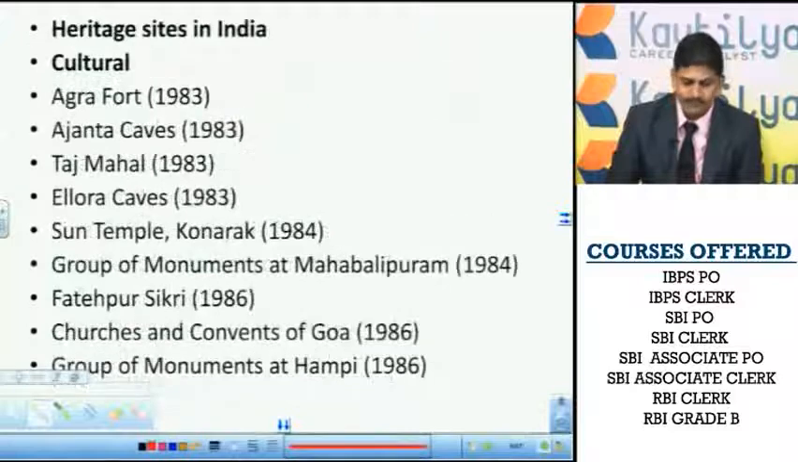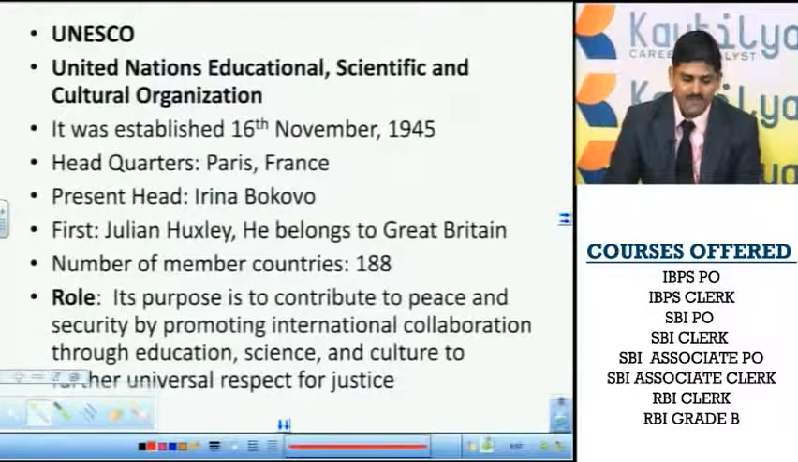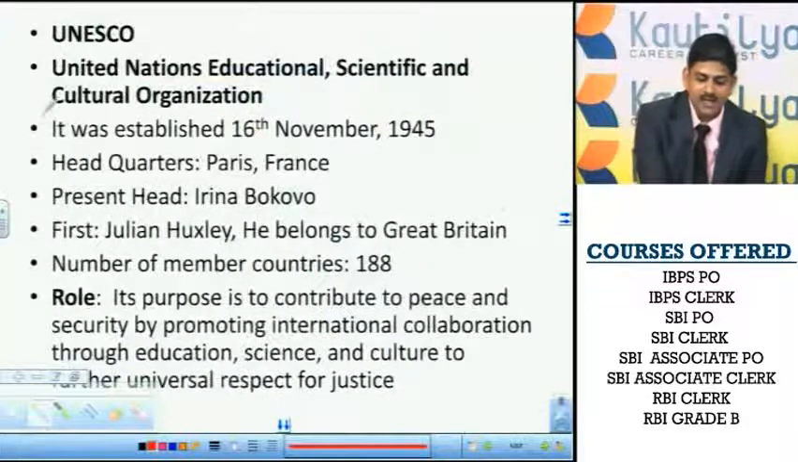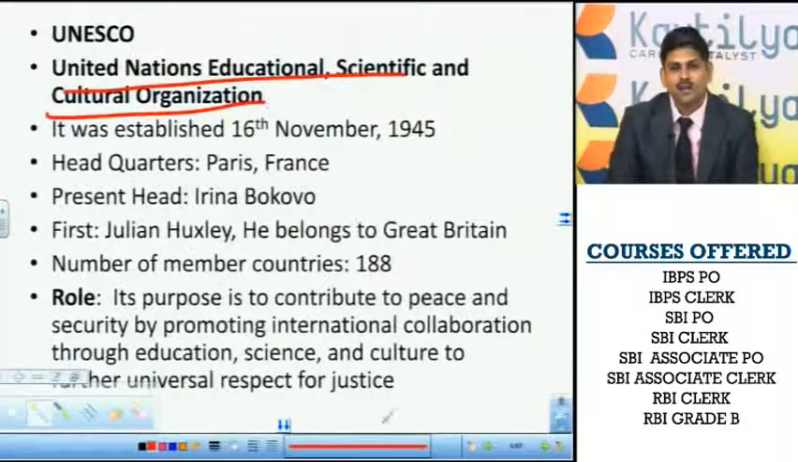Next we will see a very important organization, that is UNESCO, the United Nations Educational, Scientific and Cultural Organization. This is again one of the United Nations wings, and it is always in the news, because in one way or another UNESCO sites will be in the news. Across the year, certain affairs will develop. Hence, it is very essential to know about this organization.